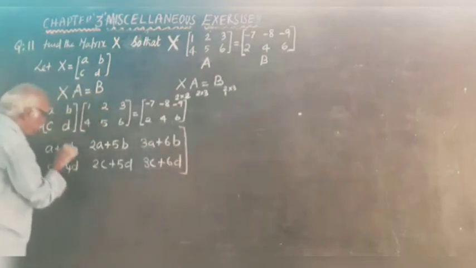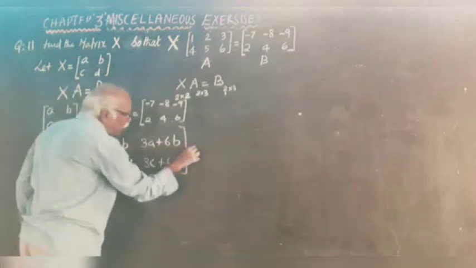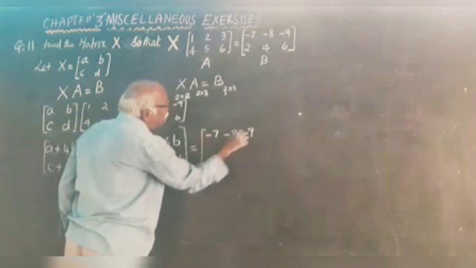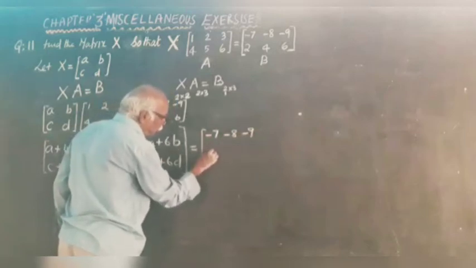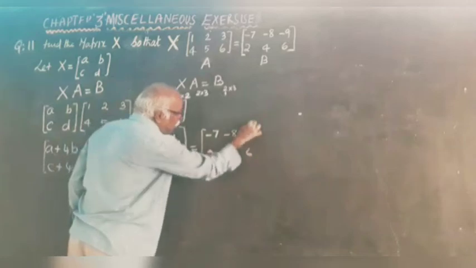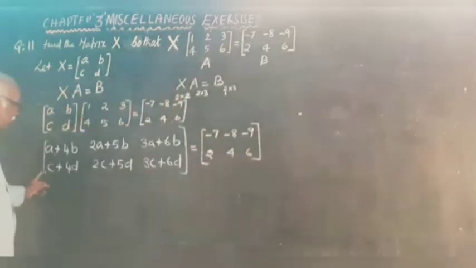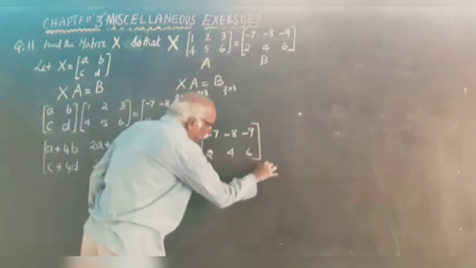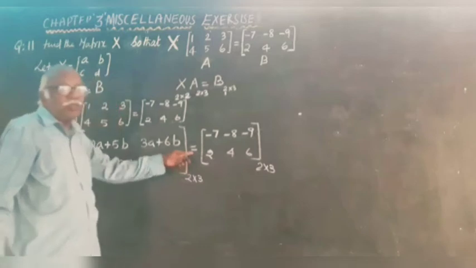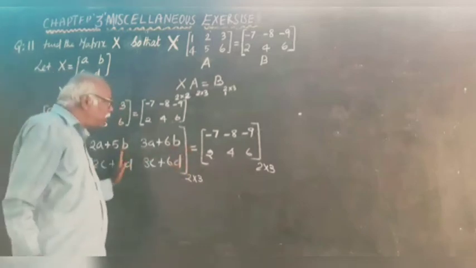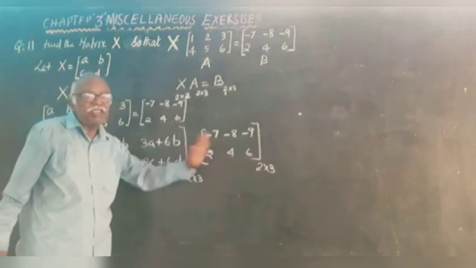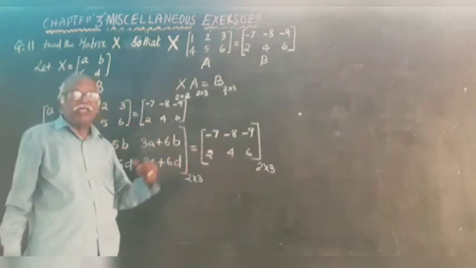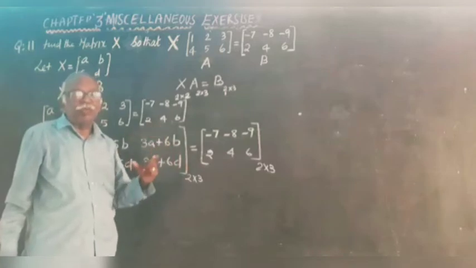So we have multiplied, which is equal to [-7, -8, -9; 2, 4, 6]. See, its order is 2 by 3. It is also order 2 by 3. There is an equal to symbol between two matrices. That means the left hand side matrix is equal to the right hand side matrix. When two matrices are equal, then the corresponding elements are equal. That is the equality of two matrices.